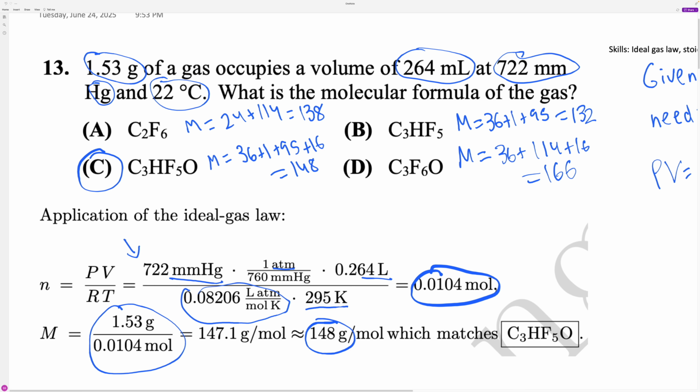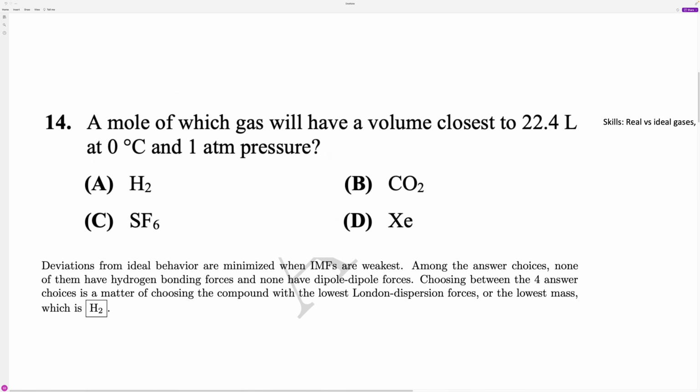And if you're wondering how I calculated the molar masses of the gases in each of the answer choices, you should check out my solutions video to questions 1 through 6, because that explains it a bit more.